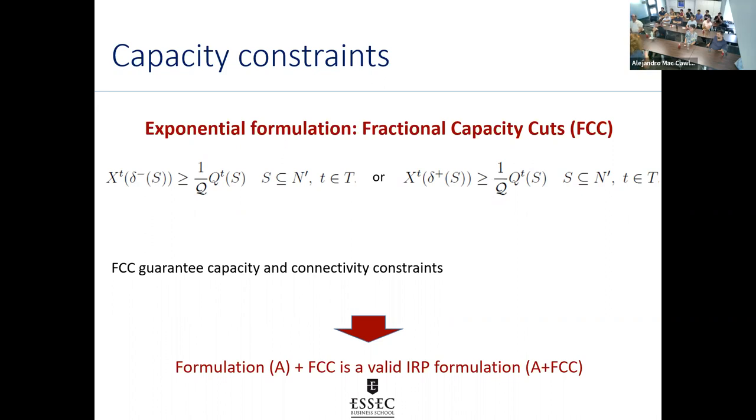So indeed, you cannot write them all. You have to separate them dynamically. The separation is easy because you can use a max flow min cut algorithm. So the separation is easy, but you have to build a branch-and-cut scheme and separate them dynamically. But again, these constraints, as for the load constraints, guarantee at the same time connectivity and capacity.